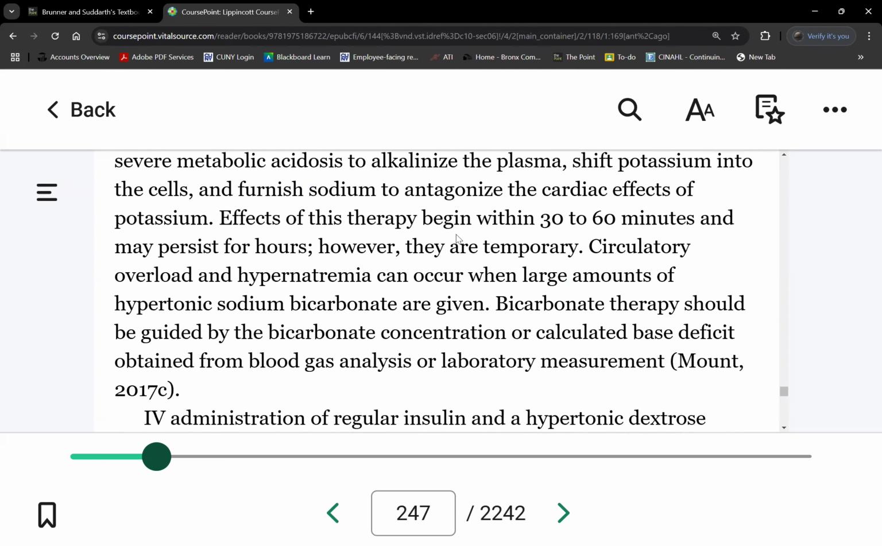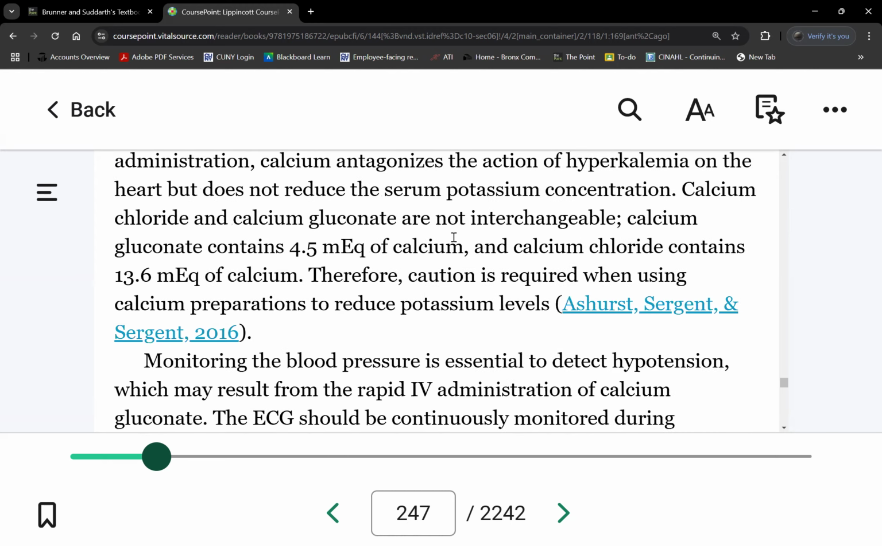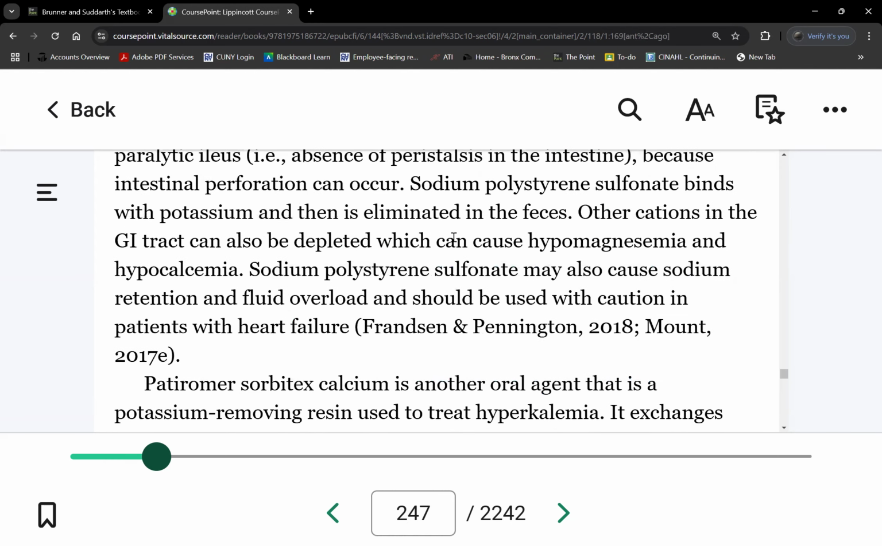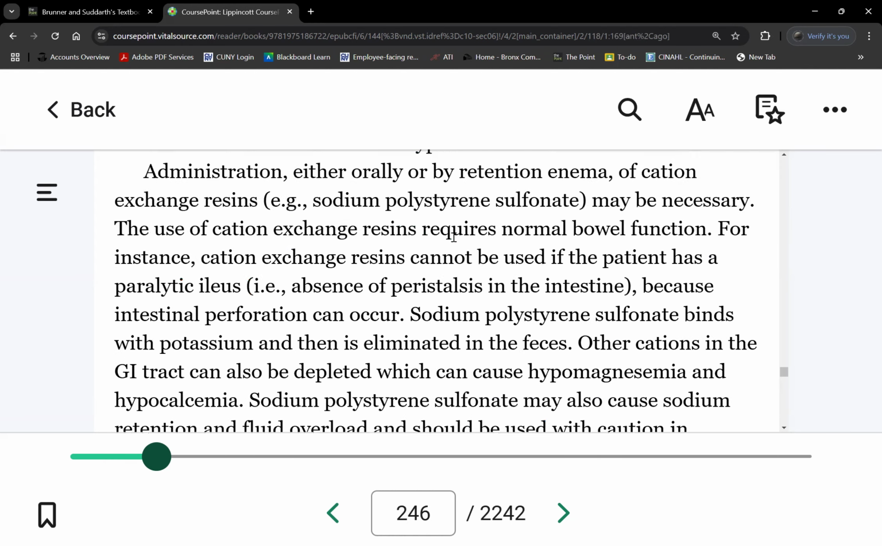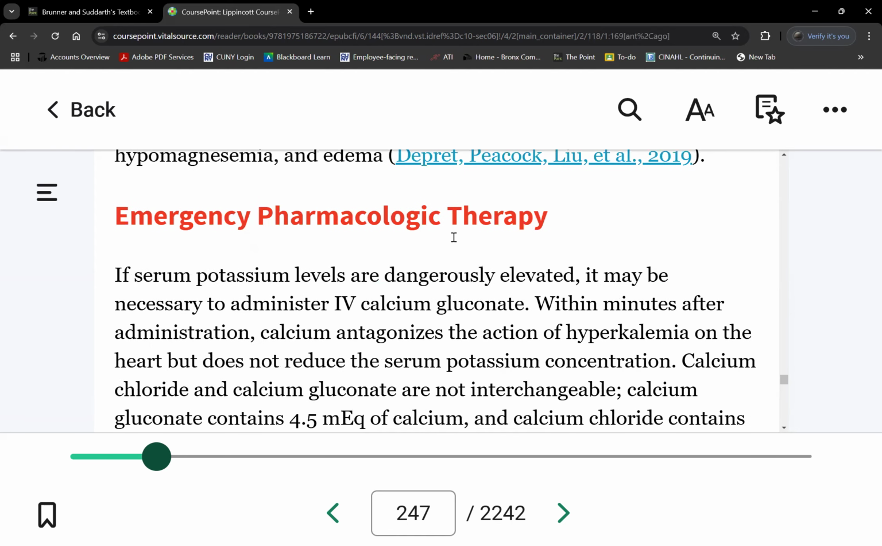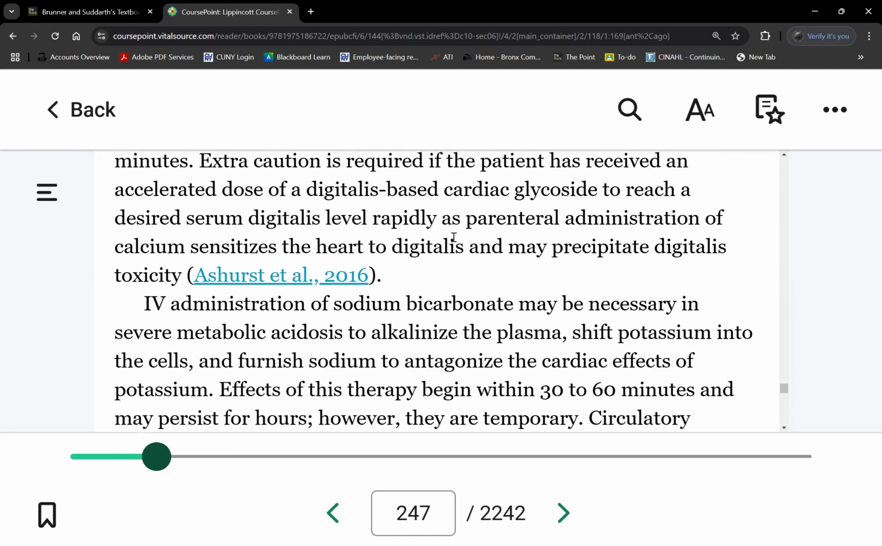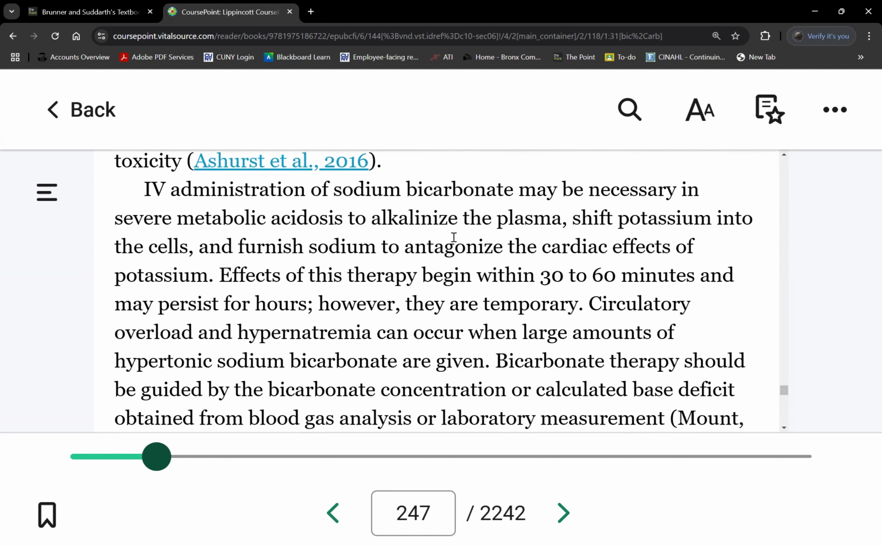what's the other one? Diuretics. Which one will you give first? Which one will you give last? It would be the SPS, because that will take the longest. If you think about it, the three interventions we chose, did any of them eliminate potassium? None of them did. They either antagonized or shifted it.